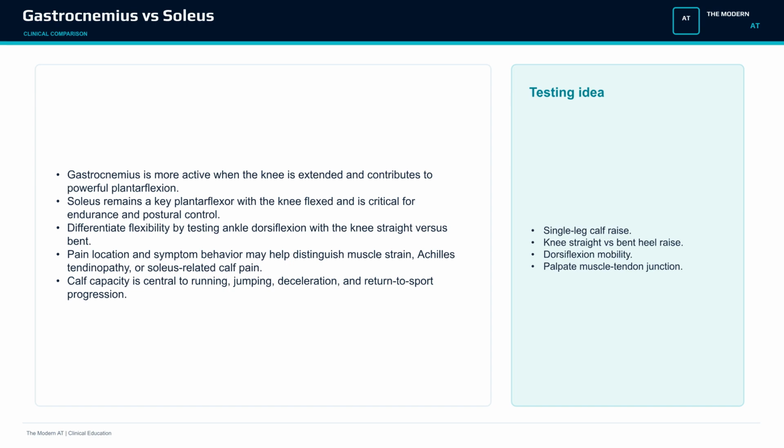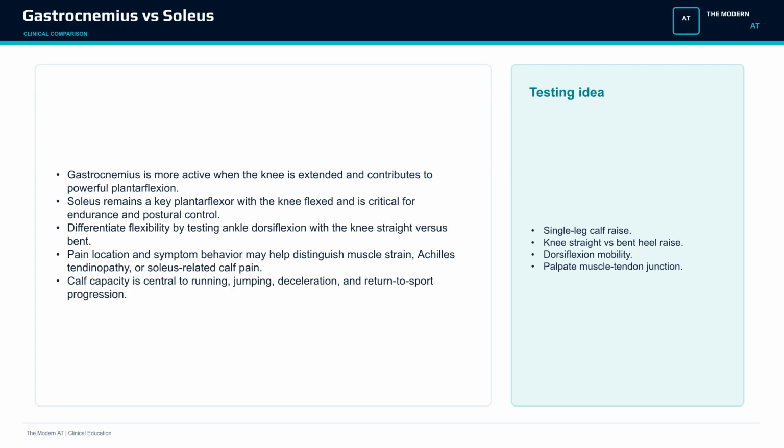This matters when interpreting calf pain, Achilles symptoms, dorsiflexion restriction, or return to running capacity. Compare ankle dorsiflexion with the knee straight and bent. Test calf strength with straight knee and bent knee heel raises. Palpate the muscle-tendon junction and ask where symptoms localize.